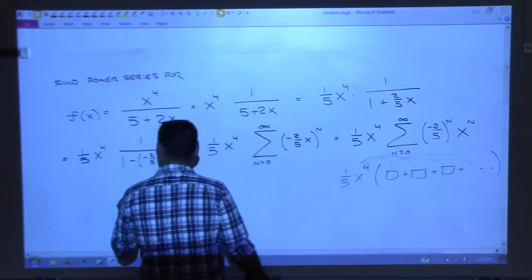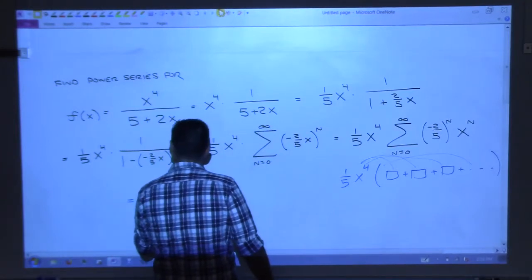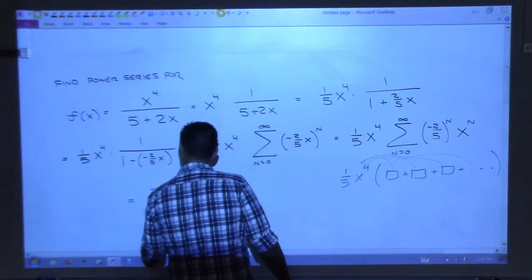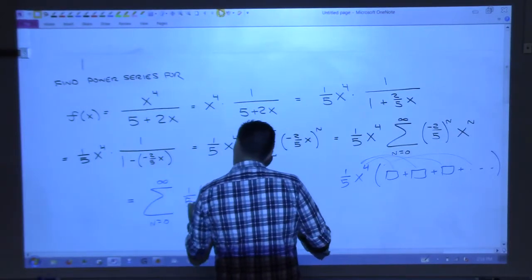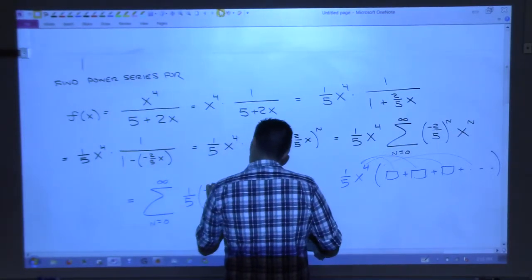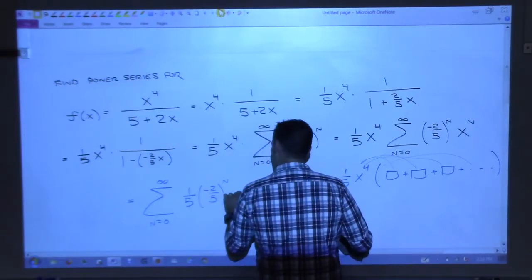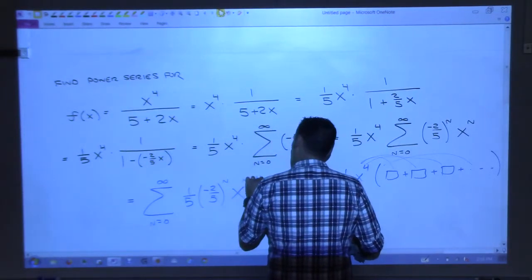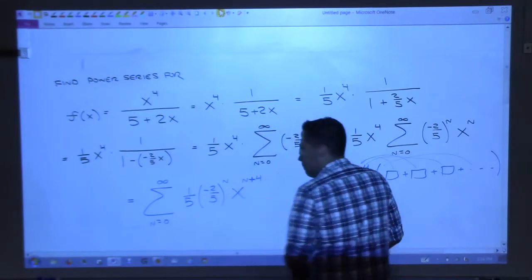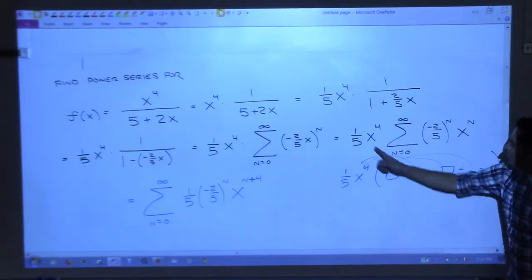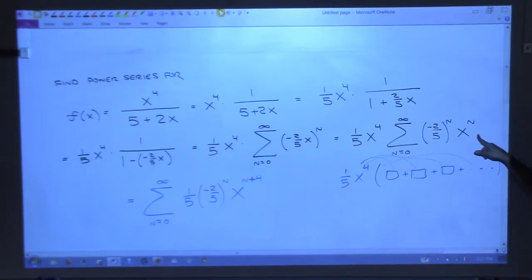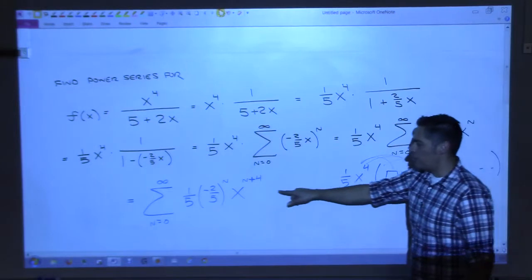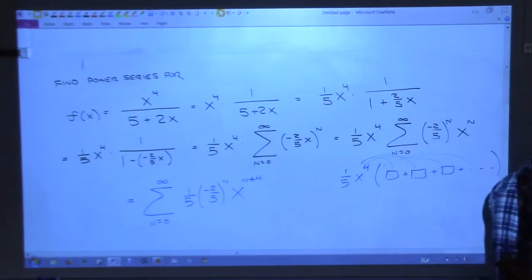So my next step is to bring the 1/5 in there also. Now, be careful with the 1/5. You cannot put the 1/5 together with the negative 2/5. Why? Because it doesn't have the power n on it. So I bring the 1/5 in here to set it next to this one. The x to the 4th hits the x to the n and becomes x to the n plus 4. This is our power series.